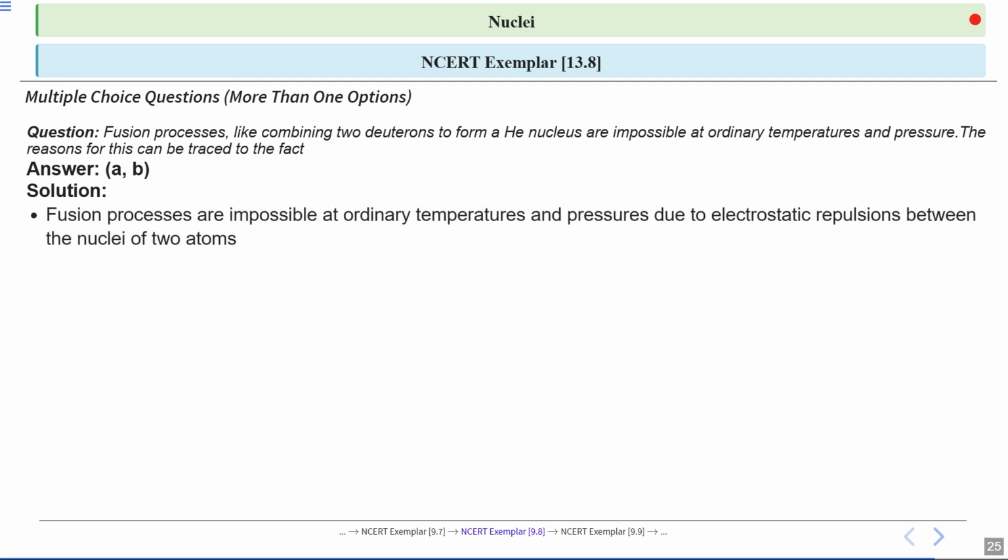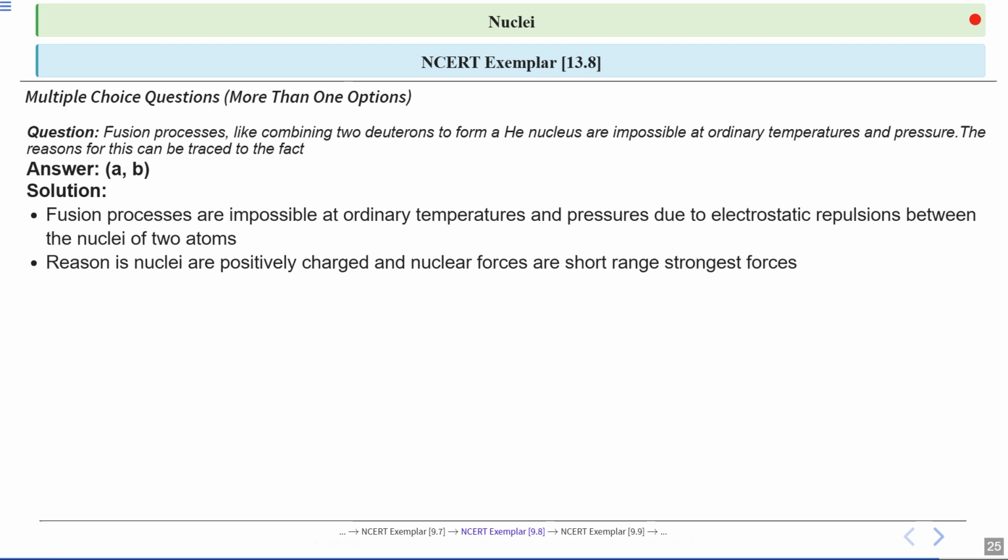Fusion needs high temperature and pressure to overcome electrostatic repulsion between the nuclei of two atoms. At ordinary conditions, particles don't have enough energy to fuse. Nuclei are positively charged, so they repel. Nuclear forces are short range and only act at very short distances, around 10 to the power minus 15 meters. So nuclear forces can't contribute in the fusion process.